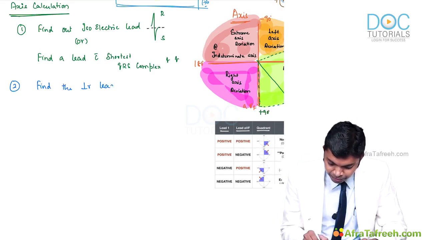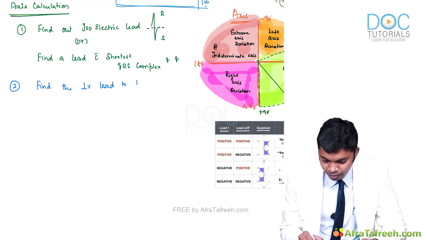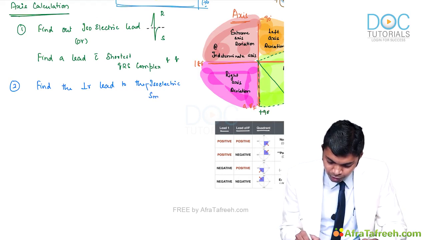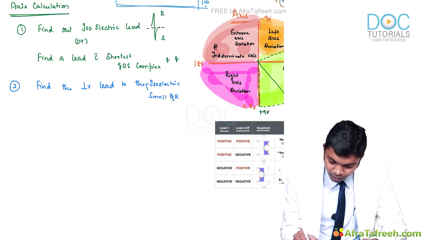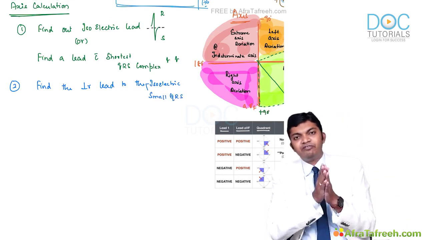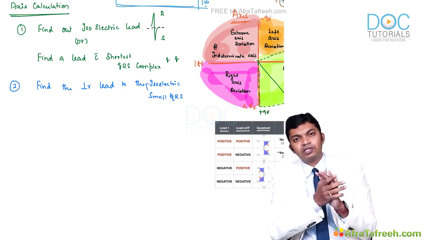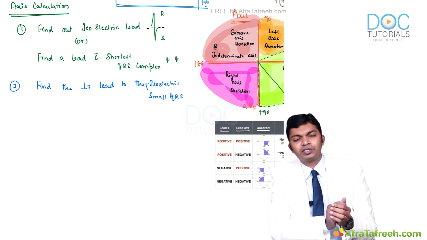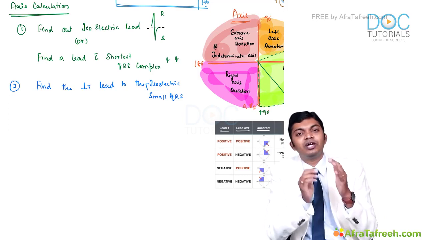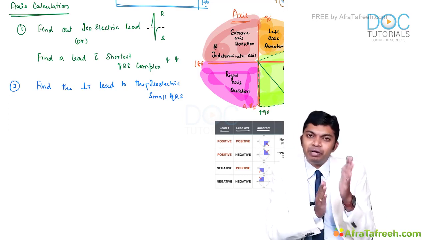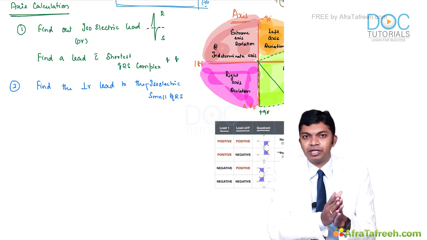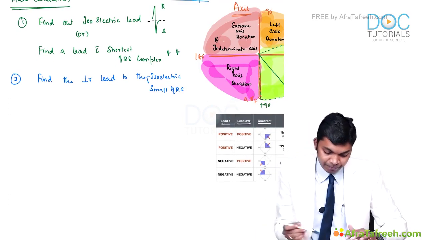Now once you are done, your second step is to find the perpendicular lead to the isoelectric or small QRS lead, whatever it is. So once you have identified a lead with isoelectric QRS complex or short QRS complex, the second step is to find the perpendicular lead for that one particular lead that you have just identified.